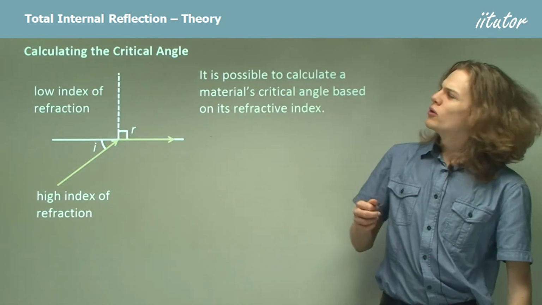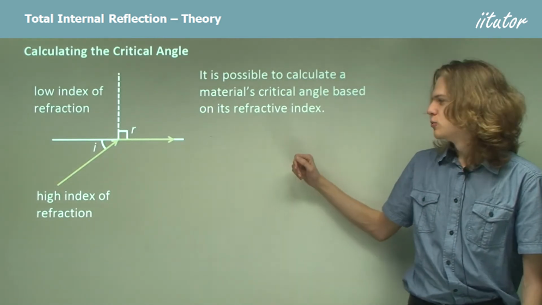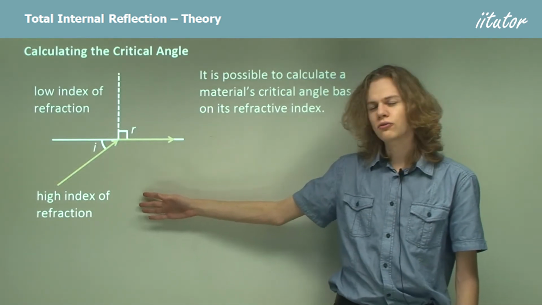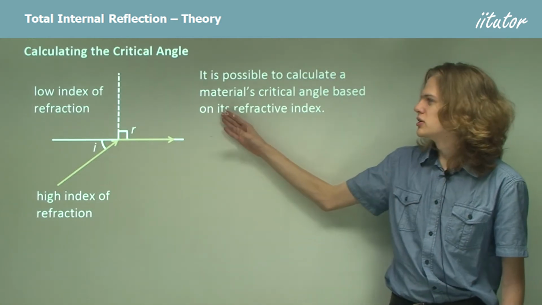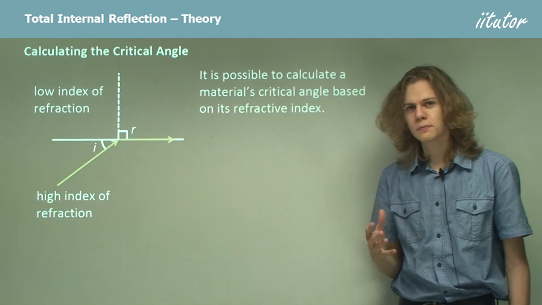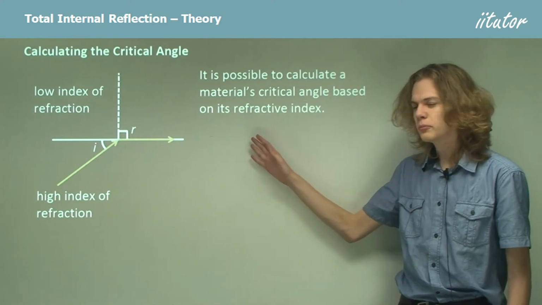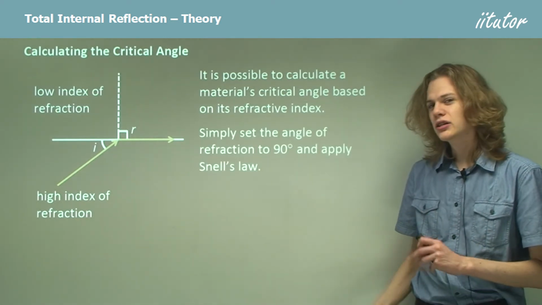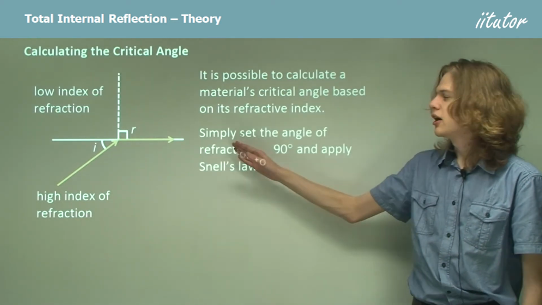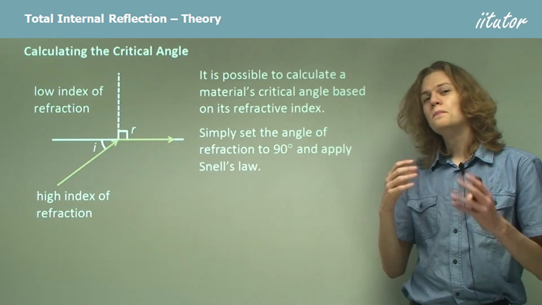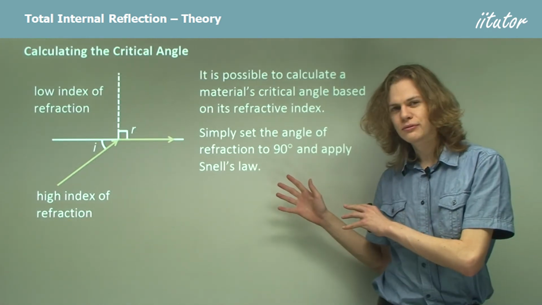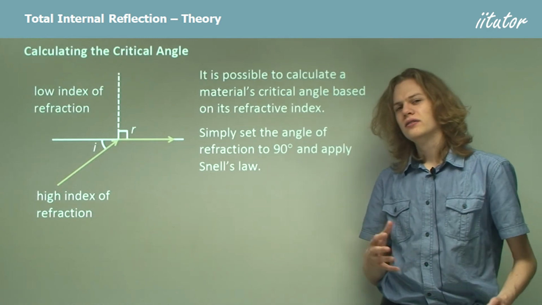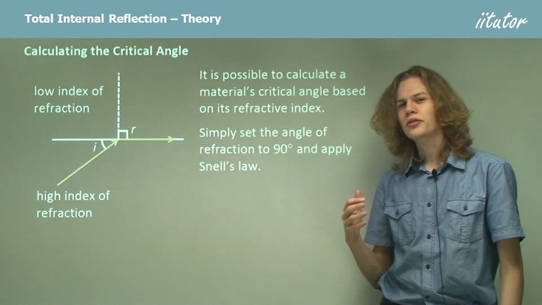To do that, we can draw a diagram something like this. We have one material with a high index of refraction, like water or glass, at the bottom, and a different material with a low index of refraction, like air, at the top. All we have to do is set the angle of refraction to 90 degrees, because this is the maximum value that the angle of refraction can have. And of course, if we take the sine of 90 degrees, we'll end up with exactly 1.